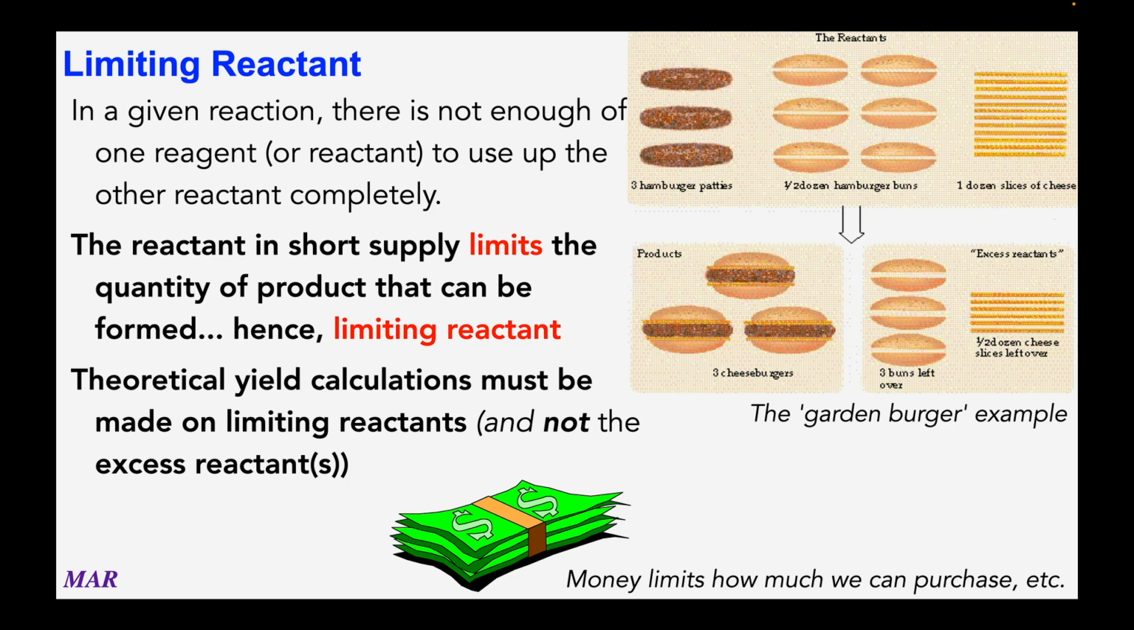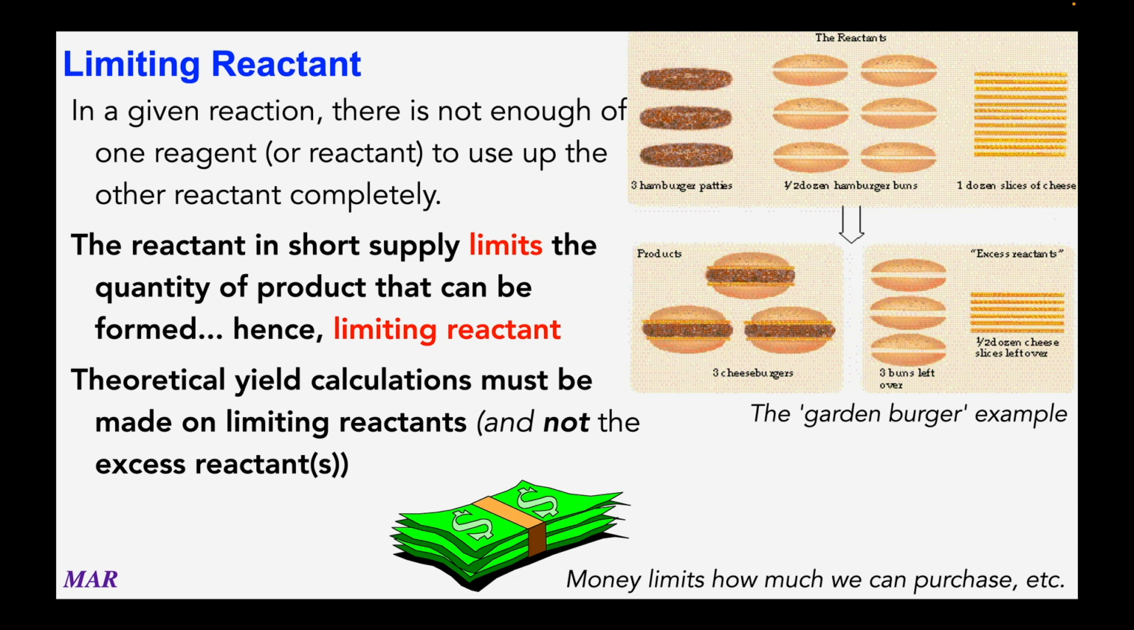If you only have 3 patties, that means you can only make 3 burgers. Now, the buns would predict you could make 6 burgers, and so would the cheese. But those are false. You have more of those reactants, if you will, around than you have the patties. So the patty here would be the limiting reactant. It's limiting how much product you can make. And the buns and the cheese are called excess reactants, all right? They are going to predict that you can make more product than you actually can because of those darn patties.